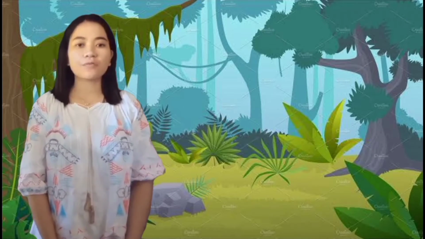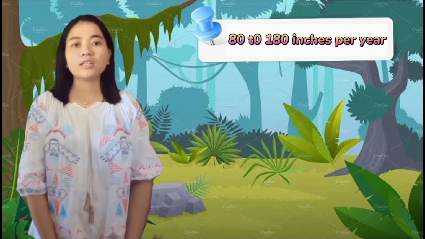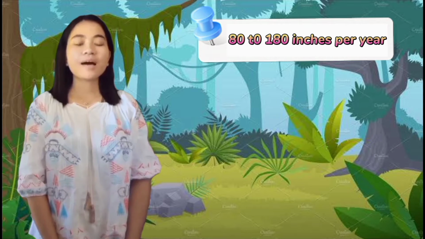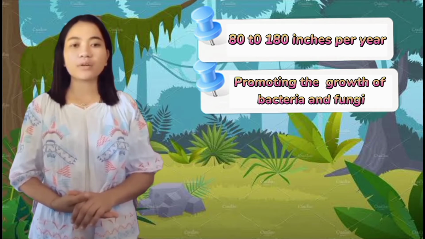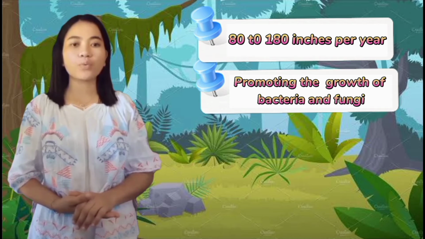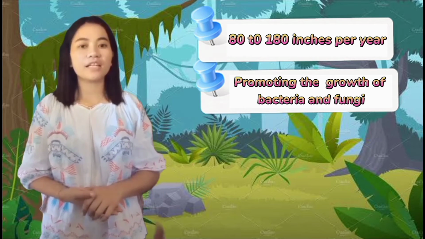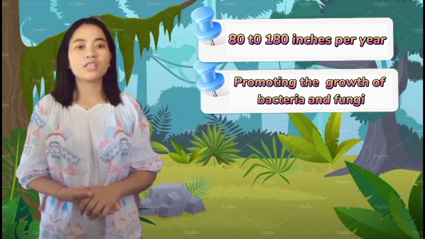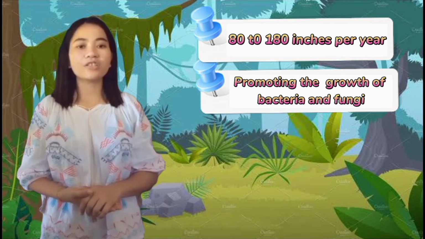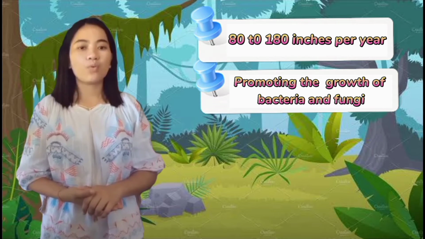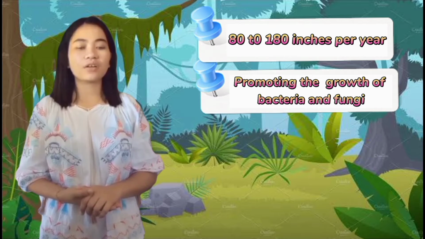The tropical rainforest is hot and it rains a lot, about 80 to 180 inches per year. This abundance of water can cause problems such as promoting the growth of bacteria and fungi, which could be harmful to plants. Heavy rainfall also increases the risk of flooding, soil erosion, and rapid leaching of nutrients from the soil. Leaching occurs when the minerals and organic nutrients of the soil are washed out of the soil by rainfall as the water soaks in the ground.